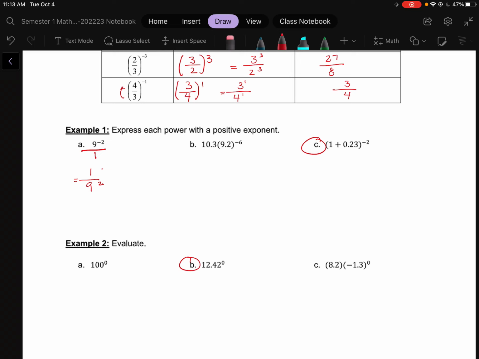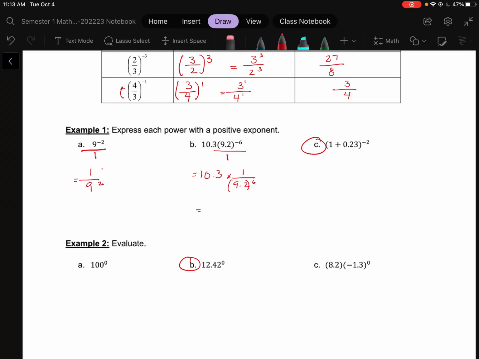Same sort of thing here for B. Our exponent is negative, so we're not going to keep the whole thing over 1. It's only going to be what the exponent is associated with that is going to be over 1. So we're going to keep it as 10.3 times 1 over 9.2 to the power of 6. Okay, you may keep this in brackets.